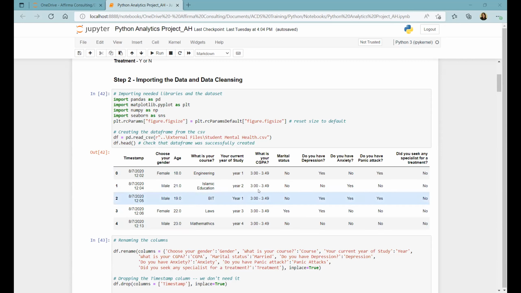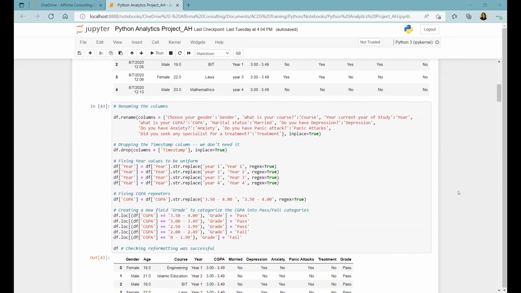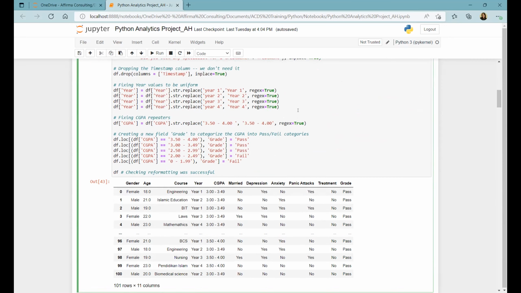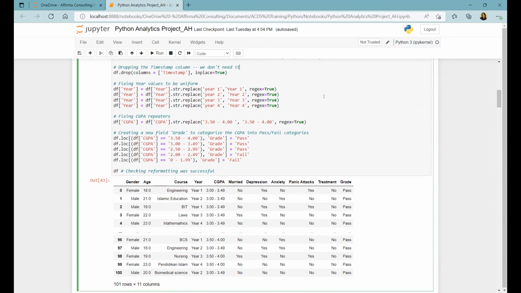So I did have to clean that up. You also see that here we have some discrepancy in casing, where year one is all lowercase and then some year ones have capitals. So I had to clean that up as well. Down here is where I renamed the columns. I also dropped the timestamp column because I don't think we needed it. I fixed some of the discrepancies with the year, and then CGPA, this specific value also had a discrepancy where there was an invisible space right after it that kept categorizing it on its own. So I had to fix that as well.